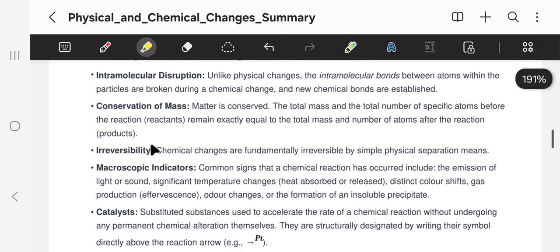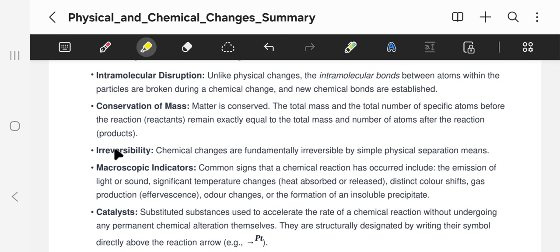Then another crucial thing here is that one of the properties of chemical change is irreversibility. This means that chemical changes are fundamentally irreversible by simple physical separation means. So the difference between physical changes and chemical changes is that physical changes can be reversed, whereas chemical changes are irreversible. Okay, no physical methods can actually reverse chemical changes.